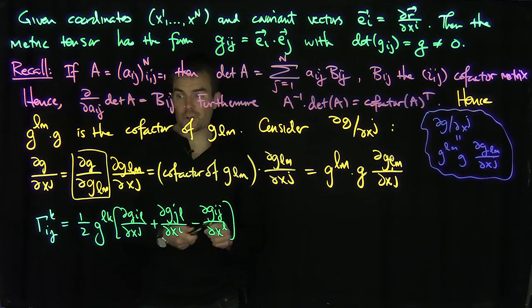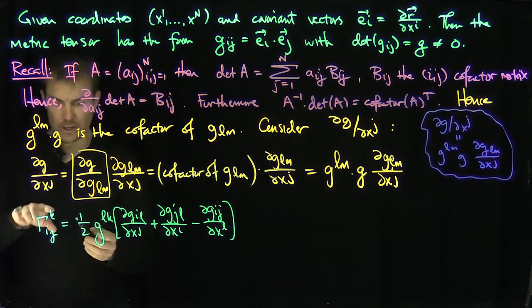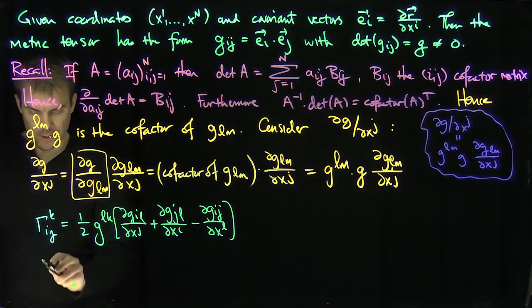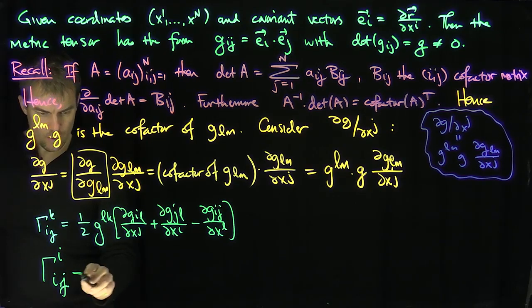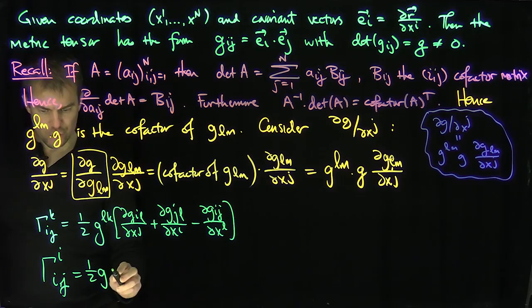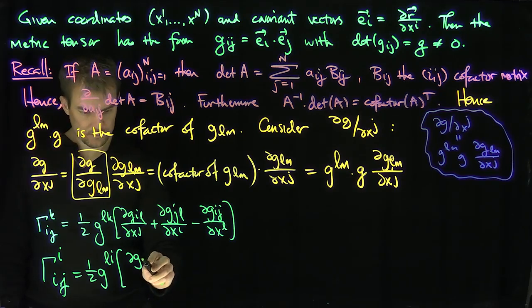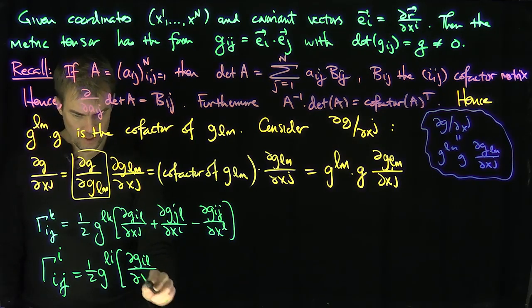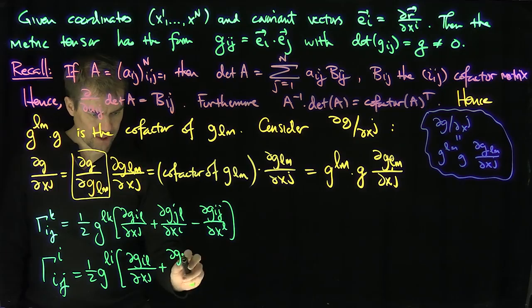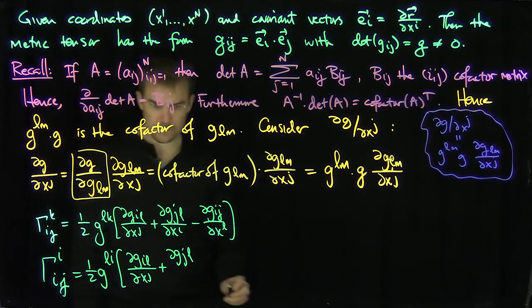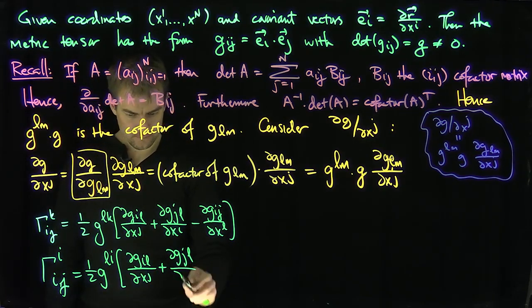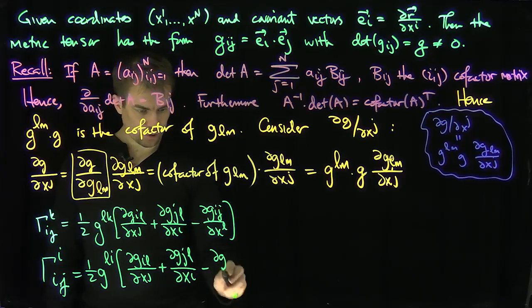So now I'm going to fill in this relationship over here. What would I get, for example, if I contracted on this k and i? In particular, this would tell me that gamma of ij would be 1/2, and then g, now my k is i, so that's going to be g^li, and then partial g_il, partial x_j, plus partial g_jl, partial x_i, minus partial g_ij over partial x_l.